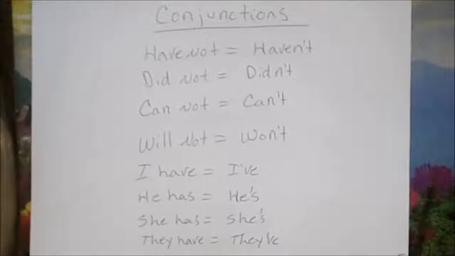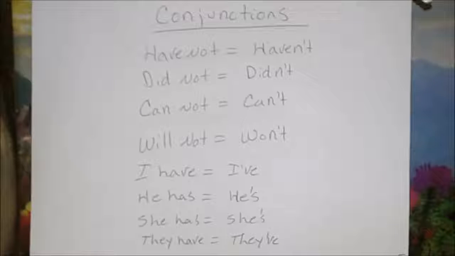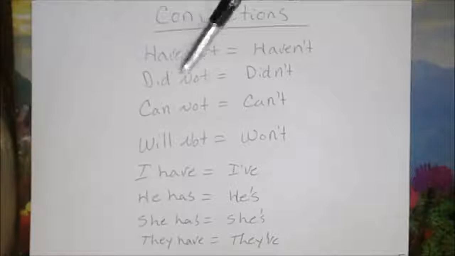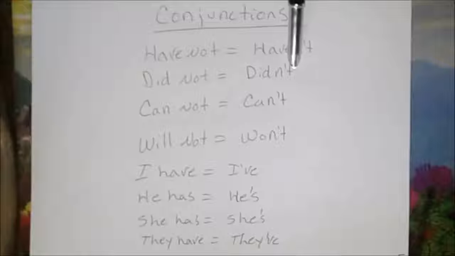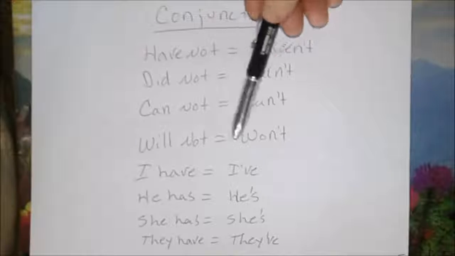Finally, I want to show you contractions. A contraction is combining two words. So oftentimes in the English language, when people are speaking, they will shorten their speaking by joining words together. And it's very common, so it's very important to understand these contractions. So have not becomes haven't, did not becomes didn't, cannot becomes can't, will not becomes won't.